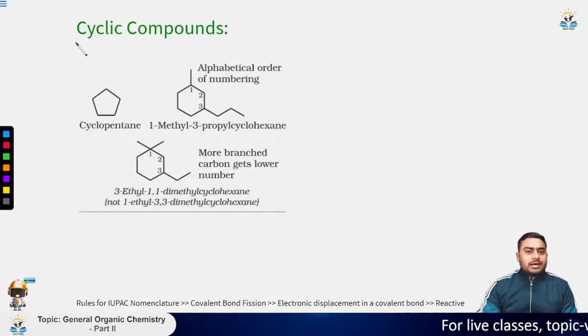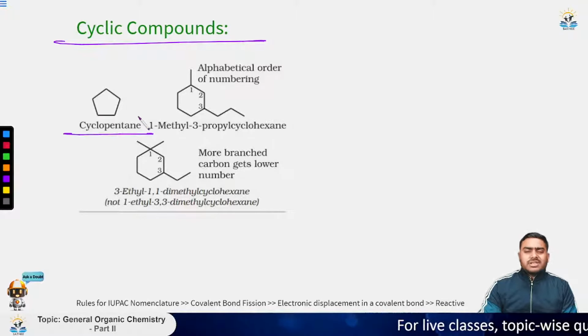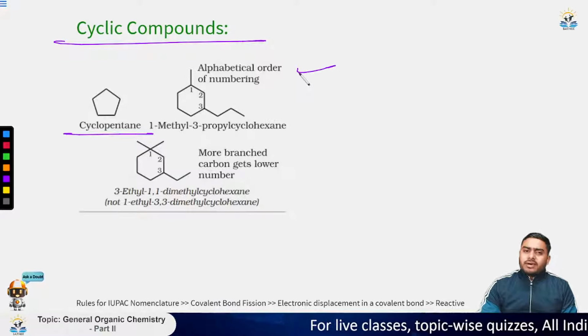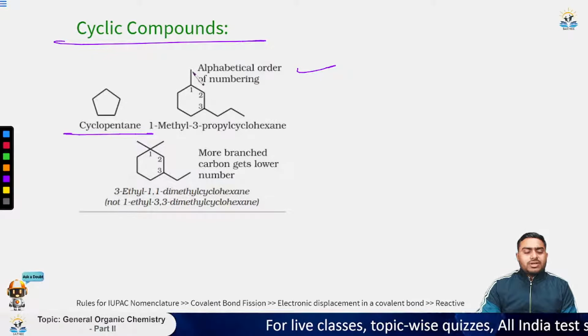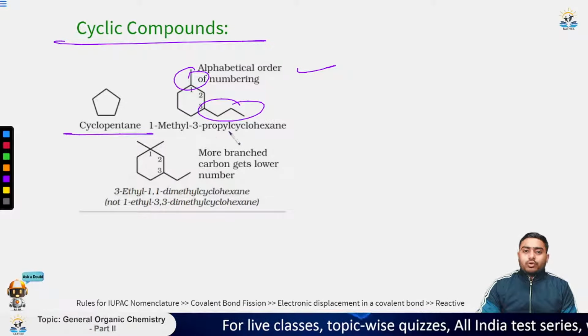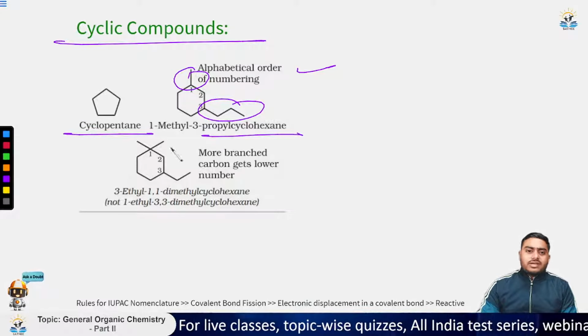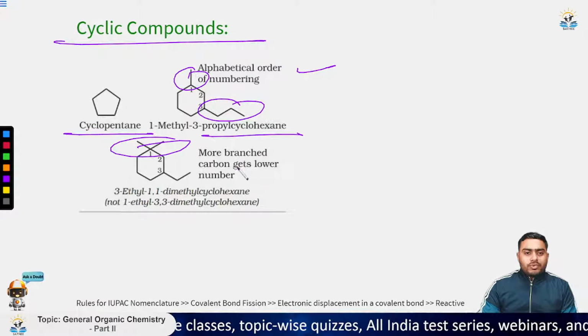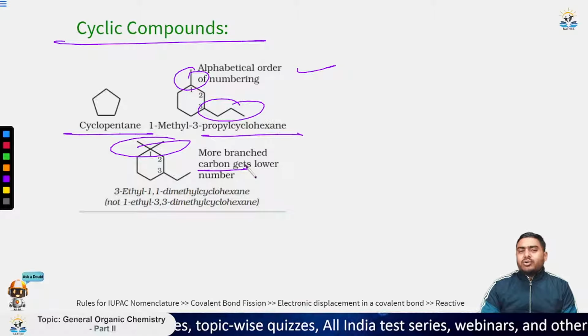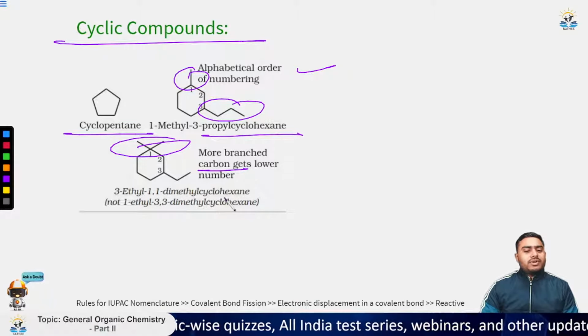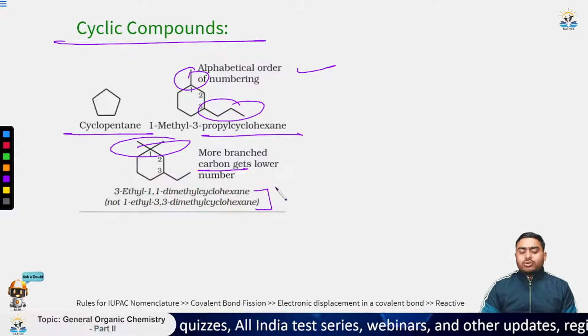Let's move to the cyclic compounds. Same, you have to use the cyclic word, cyclopentane, and then you can use alphabetical order of numbering 1 2 3. So 1 methyl and 3 propyl, 1 methyl 3 propyl cyclohexane. You can see 1 comma 1, the more branched carbon gets the lower number, definitely the lowest locant, right? So 3 ethyl 1 comma 1 dimethyl cyclohexane, not the lower one, that is wrong.